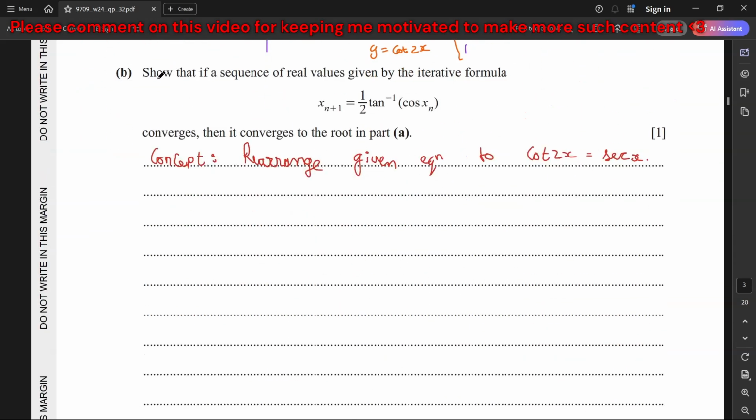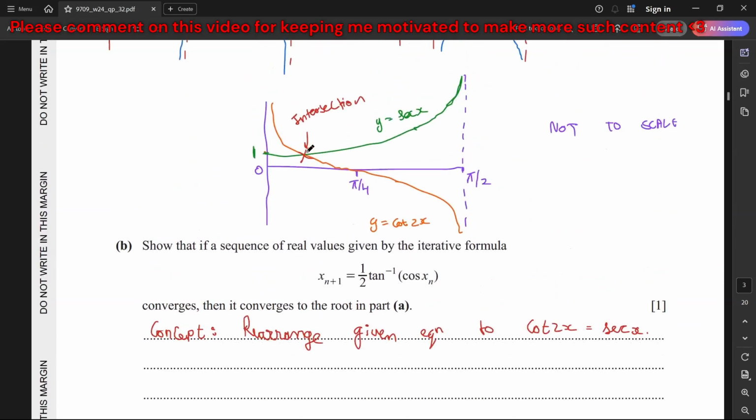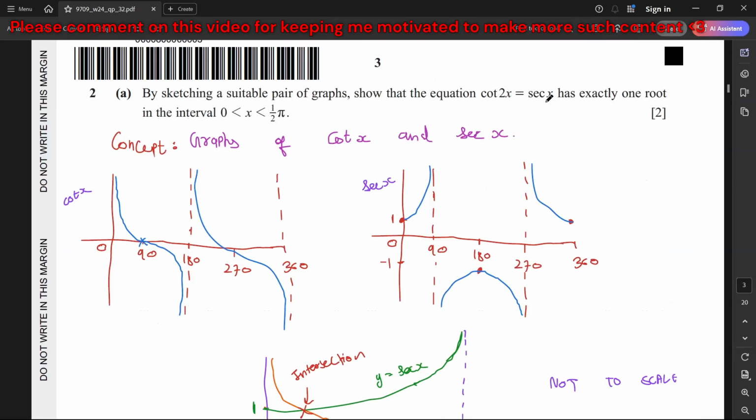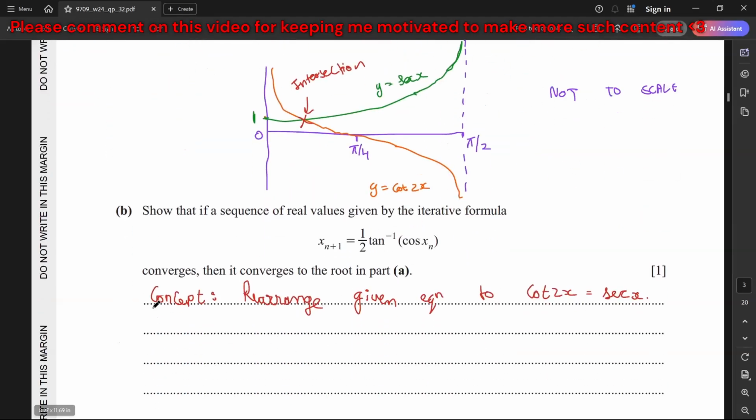Now in part B, we are asked to show that if the sequence of real values were given by this iterative formula, it converges to the answer that we've got in part A. So basically we need to relate this equation with the equation that we are having over here, that is cot 2x is equal to sec x. And that is exactly what I've written in the concept, that you need to rearrange this and convert this equation into this equation.